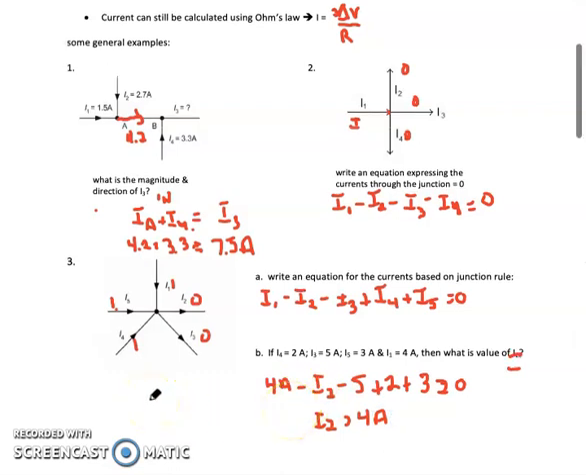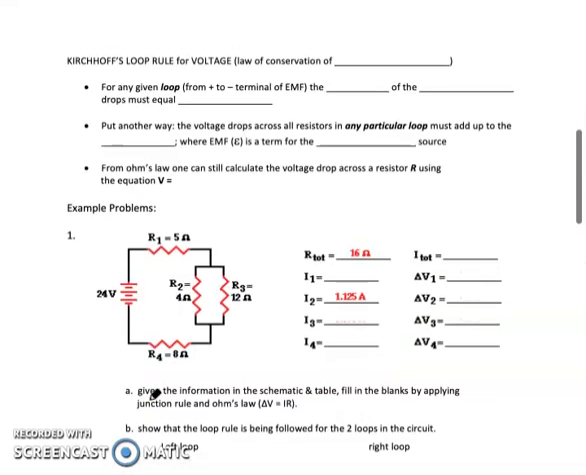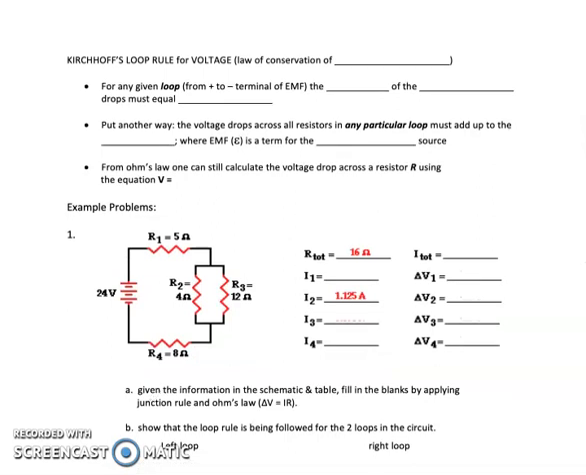Okay, so I'm going to move on to the next rule because I want to try to get this done in 15 minutes. The next rule is Kirchhoff's loop rule, KLR. And that's for voltage. So the junction rule applies to current, the loop rule applies to voltage. You want to remember that. And this is nothing more than the law of conservation of energy, because voltage is associated with energy.